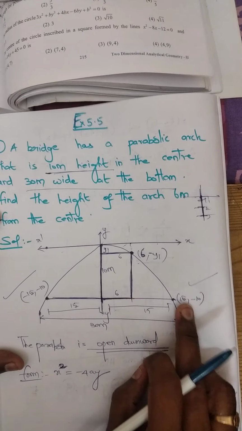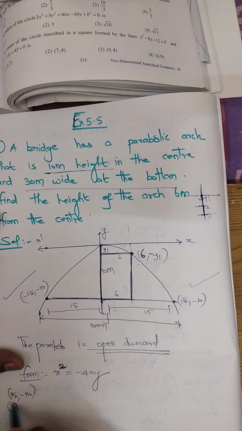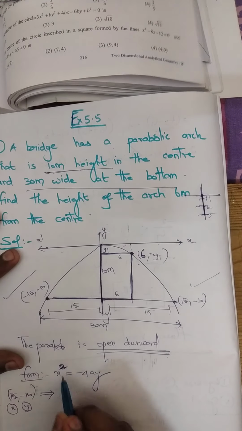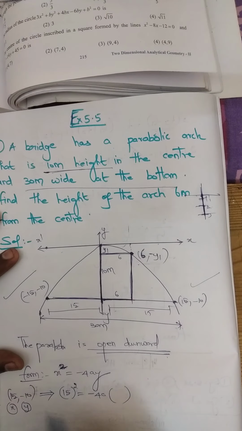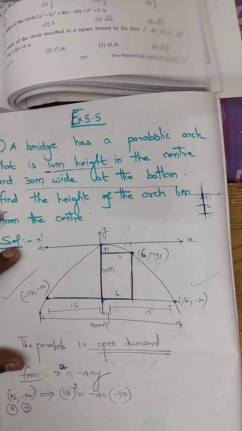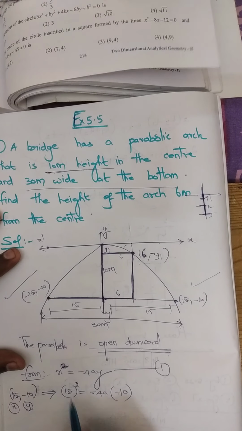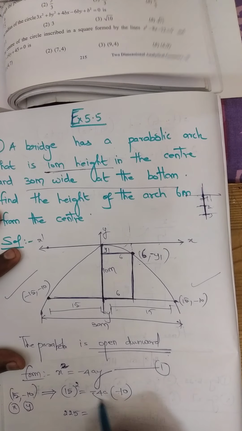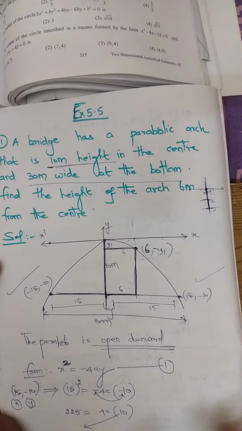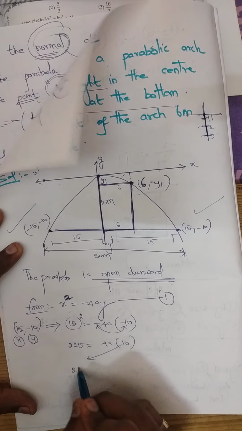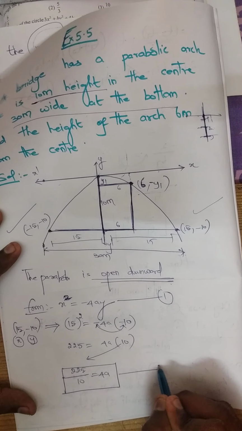The answer will be correct. But I'm going to apply 15 comma minus 10. This is x, this is y. Apply here. What is x here? 15, so 15 the whole square, minus 4a. What is y here? Minus 10. Keep this as equation 1. Minus into minus is plus. 15 the whole square is 225, plus 4a into 10. This 10 comes down, so 225 divided by 10 is equal to 4a. Keep this as equation 2.